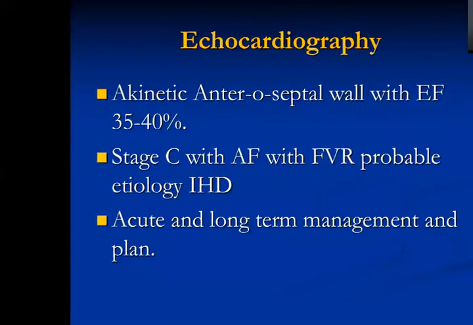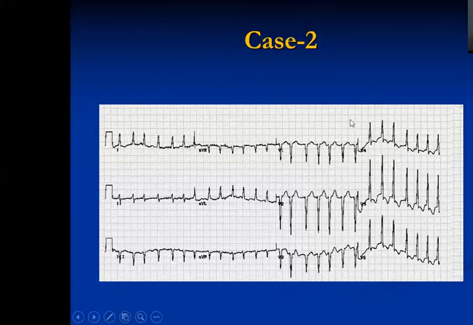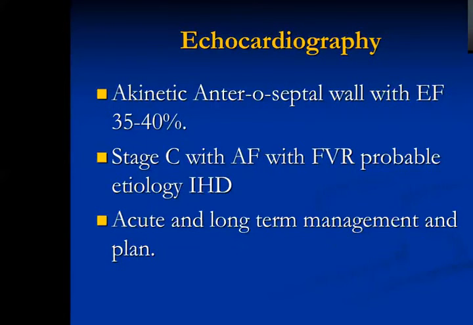So his echocardiography was done, which showed akinetic anterior-posterior wall. I am not describing here the BNP levels, which were sky high in this patient. So after a very high BNP, akinetic anterior-posterior wall with ejection fraction of 35–40%, he's in stage C heart failure, according to the stages, because he's symptomatic with heart failure. And here he's having atrial fibrillation with fast ventricular rate, maybe an aggravating factor. A probable etiology is ischemic heart disease.